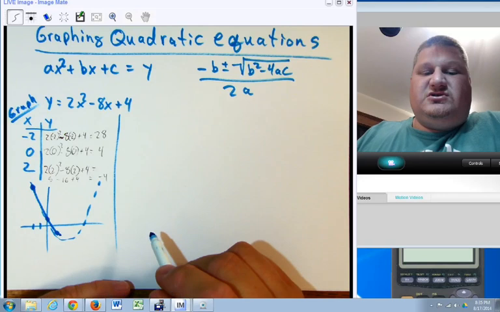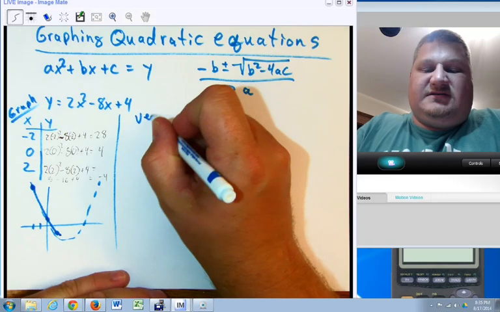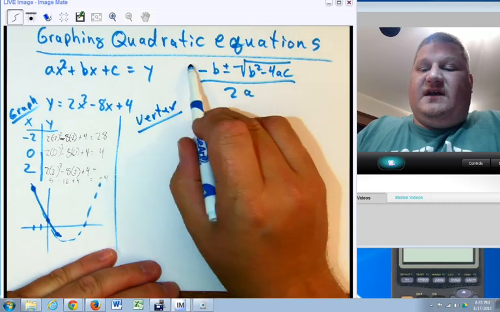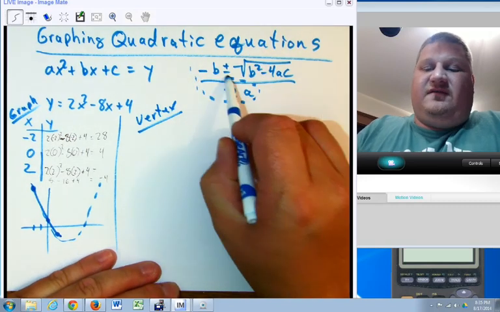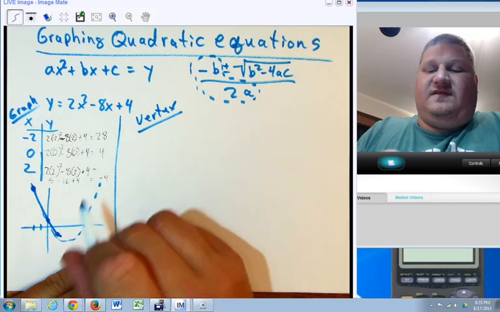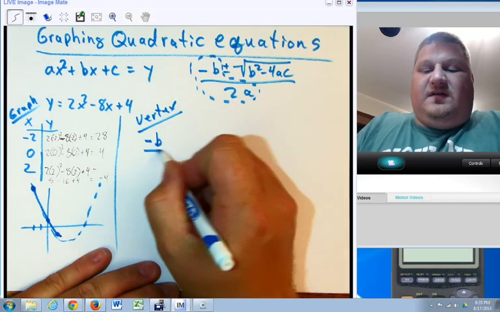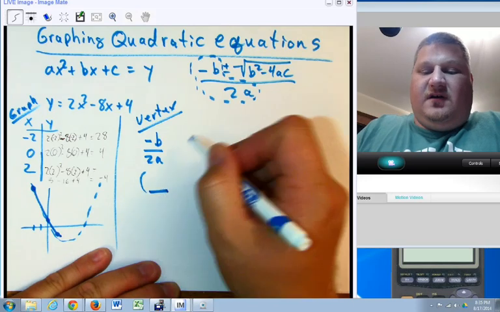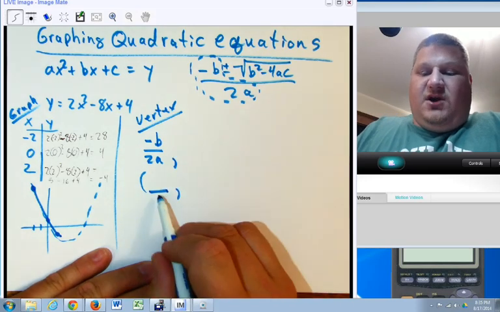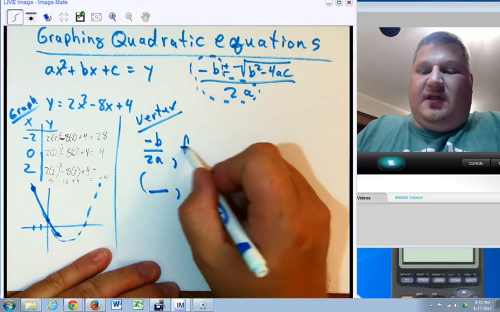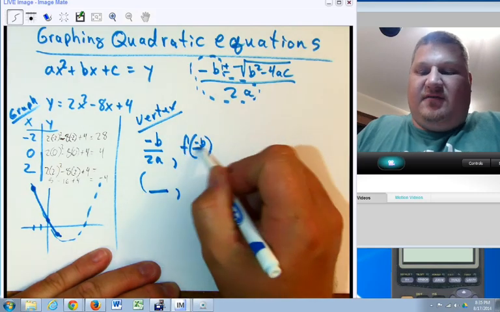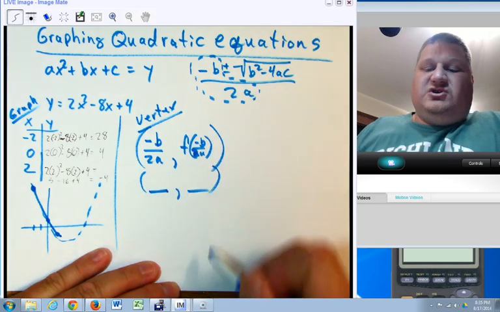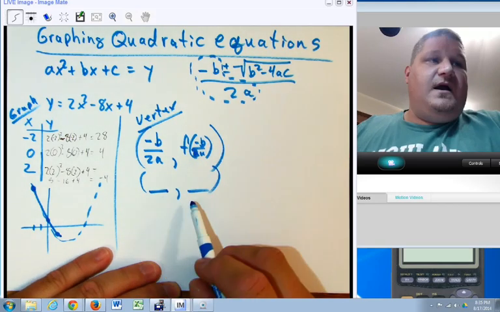Now, the good news of the vertex method is that in the quadratic equation, you already have the basics for it. The vertex method says, if I find opposite of b over 2a, that gives me the x part of a point. And once I know what the x part is, I simply plug that into the function, whatever that number is, and that'll find me the y part. So if I can find the x part and the y part, I'd be good to go.